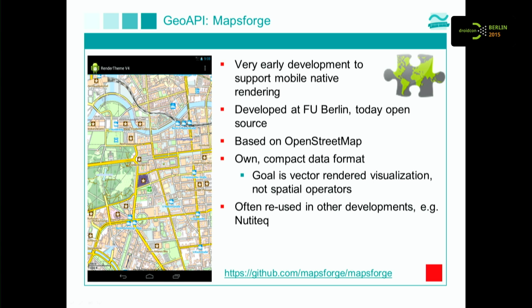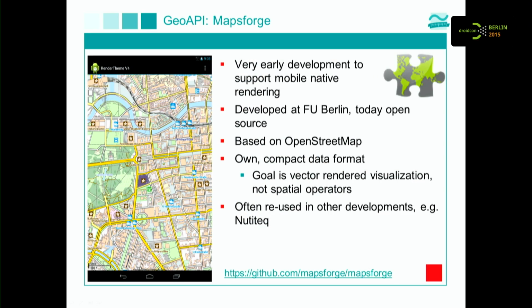And I think this was one of the first activities which were really successful also in that sense, that they brought OpenStreetMap on the Android phone, but in a way that it's also rendered on the device. It's often reused also in different components. If you see it, you may detect it.